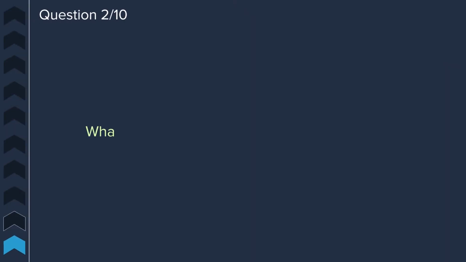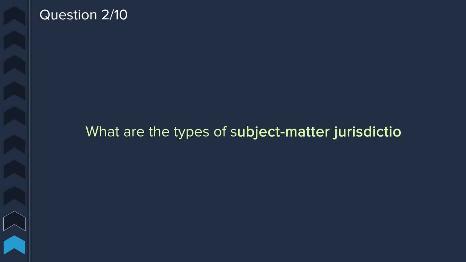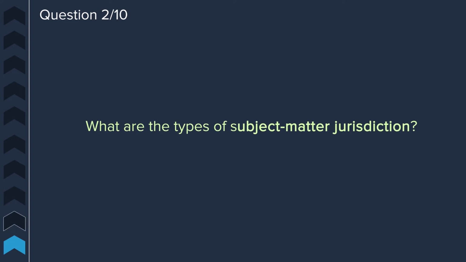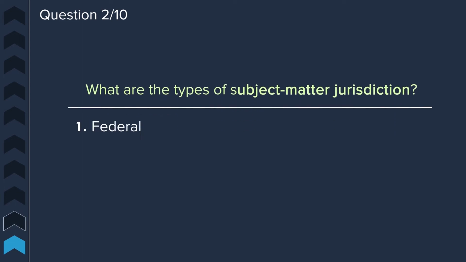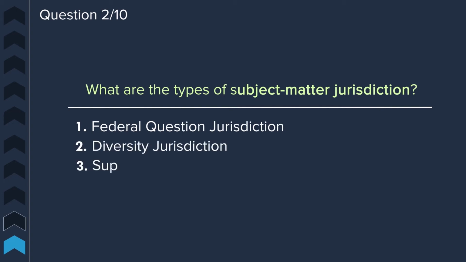Question 2. What are the three types of subject matter jurisdiction? The first is federal question jurisdiction, the second is diversity jurisdiction, and the third is supplemental jurisdiction.